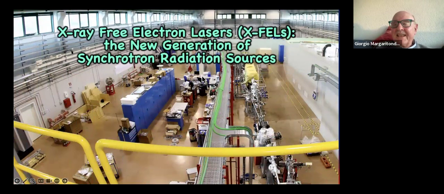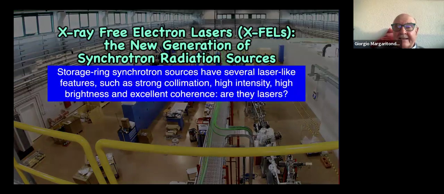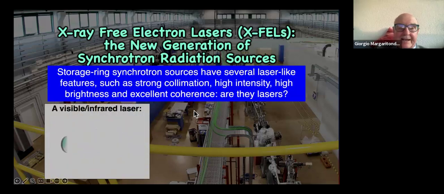As I mentioned, there is now a new class or a new generation of synchrotron radiation sources. And the initial question that we can ask is the one that was asked actually by your colleague: you've seen that the synchrotron radiation sources based on storage rings have a number of properties that are somewhat reminiscent of lasers. Strong collimation, high intensity, and so on and so forth. So are they lasers? Well, in order to answer, let's see what is a laser.